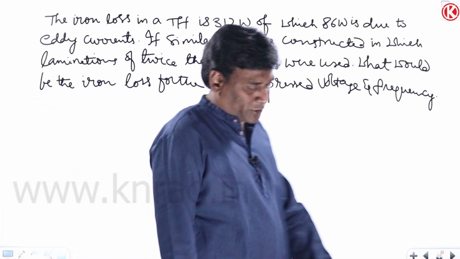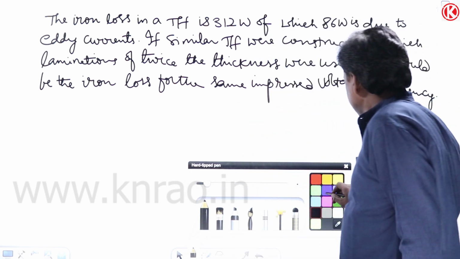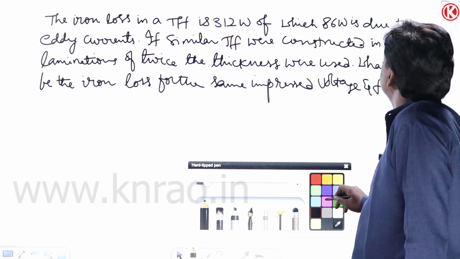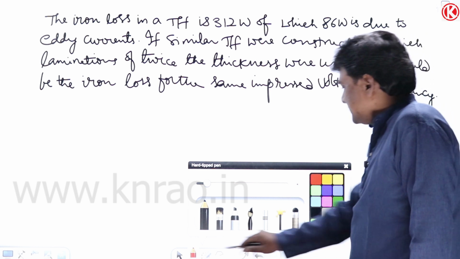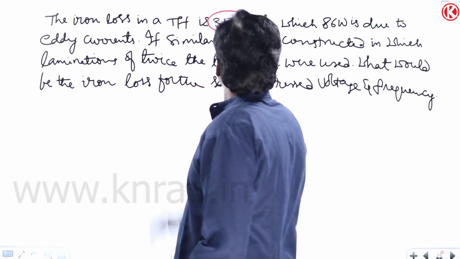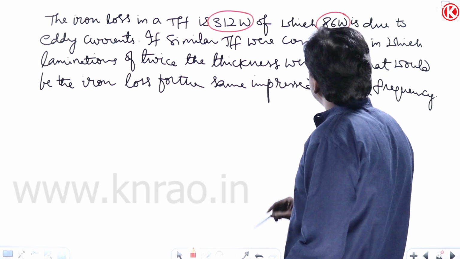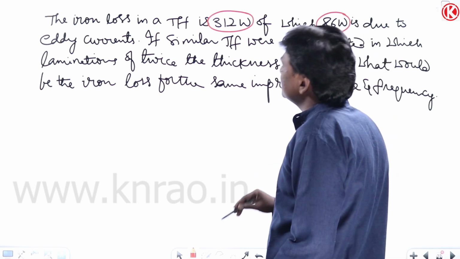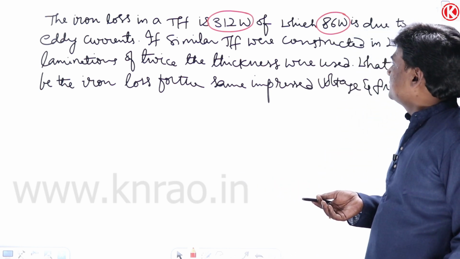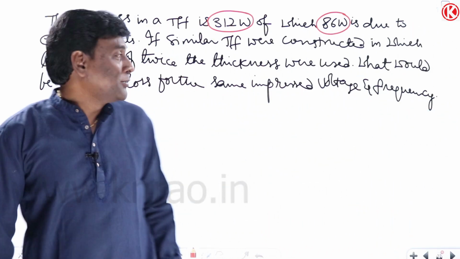Now see this question. The iron loss in a transformer is 312 watt, of which 86 watt is due to eddy currents. If a similar transformer were constructed in which laminations of twice the thickness were used, what would be the iron loss for the same impressed voltage and frequency? Yes, this is a design problem again. I am unable to understand my own writing.